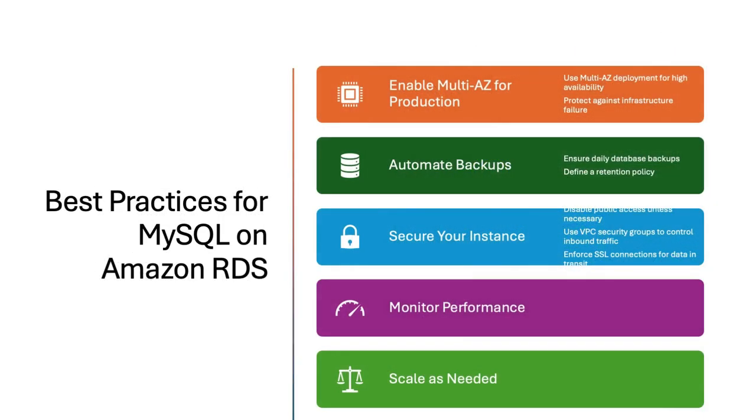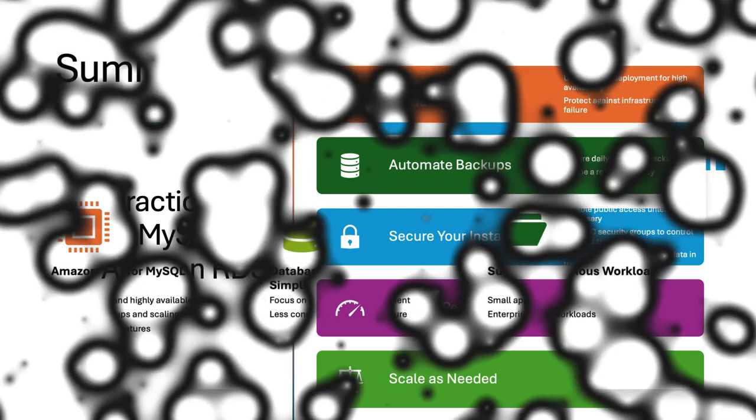For MySQL on Amazon RDS, enable multi-AZ for high availability. Automate daily backups and secure your instance by disabling public access. Monitor performance using enhanced monitoring and CloudWatch, and scale resources as needed to maintain performance.